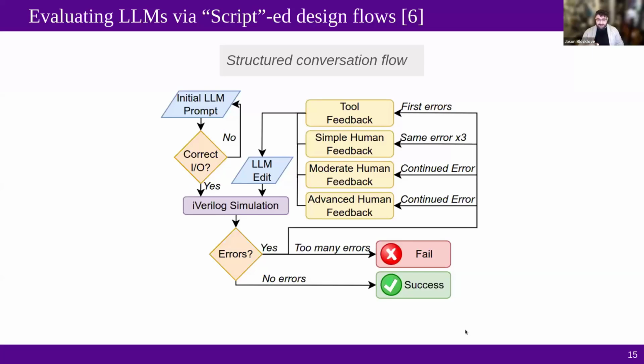And there's a bit more to that I'll get to in a moment. I need to speed up a little bit here. I'm looking at my time. We would feed that information back into the LLM, first just giving it the tool feedback. And if it kept failing at that, we would slowly incorporate more and more feedback from an experienced hardware designer to guide it in the right direction. And if it still couldn't do it after being told pretty explicitly what was going wrong, we would just call that a failure. Too many problems. We're going to give up on that.